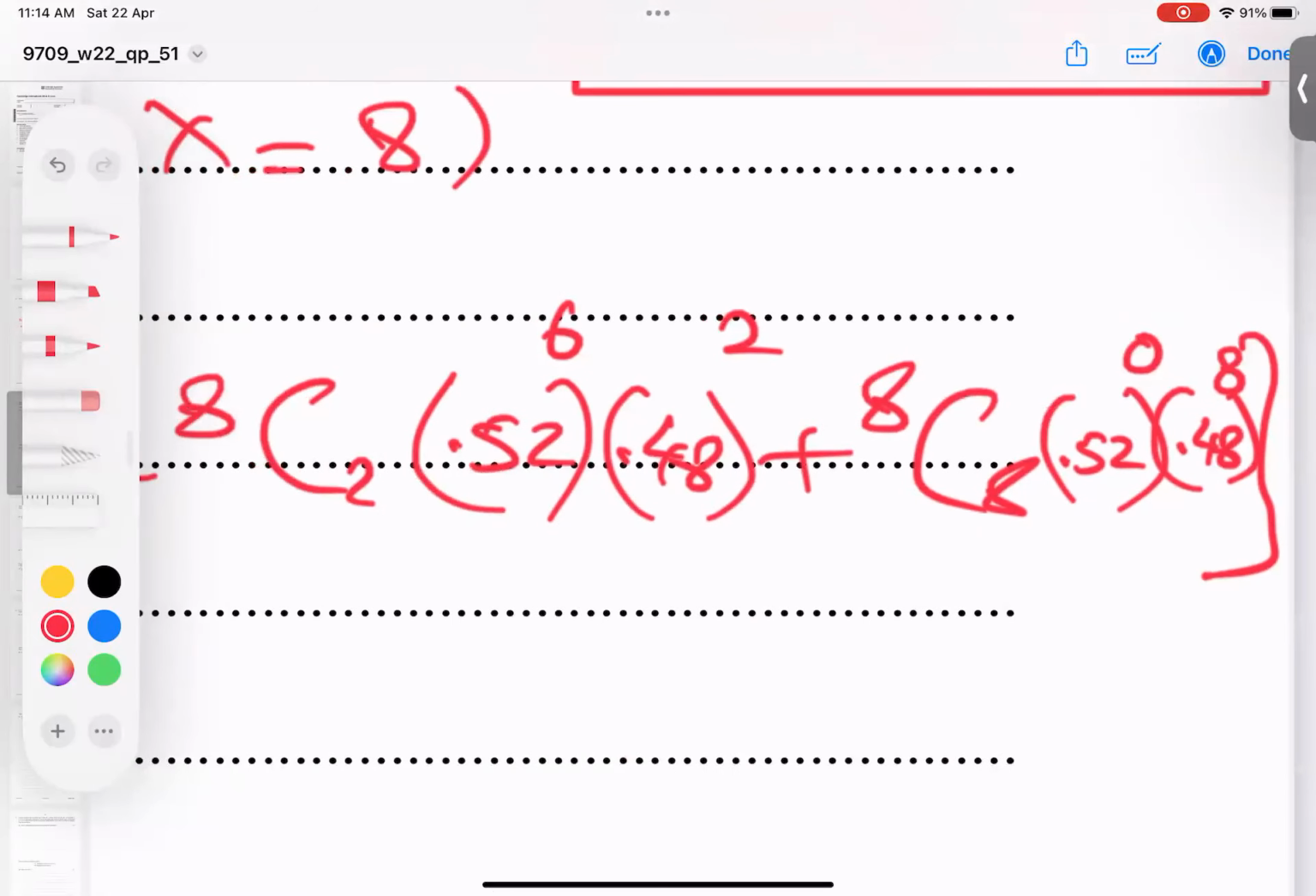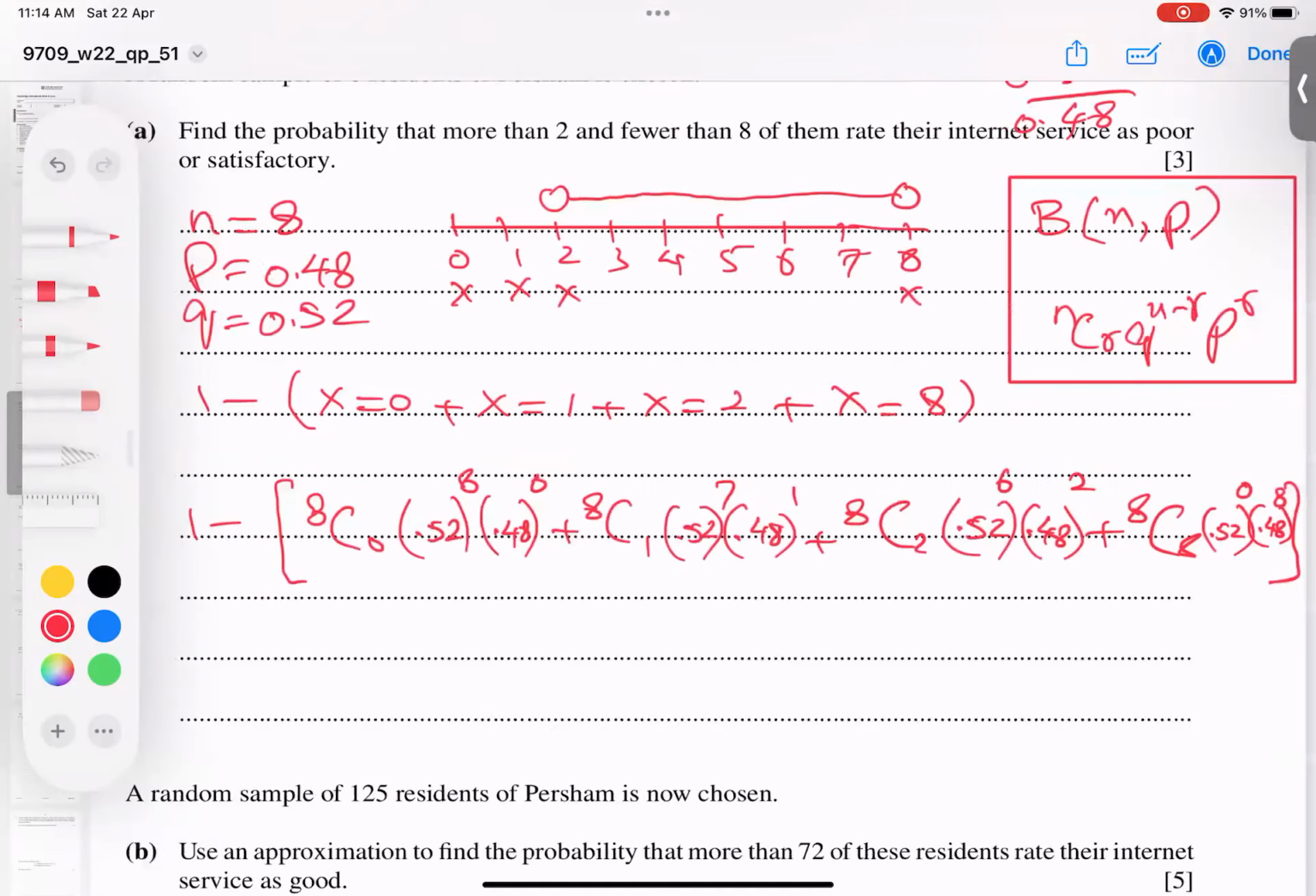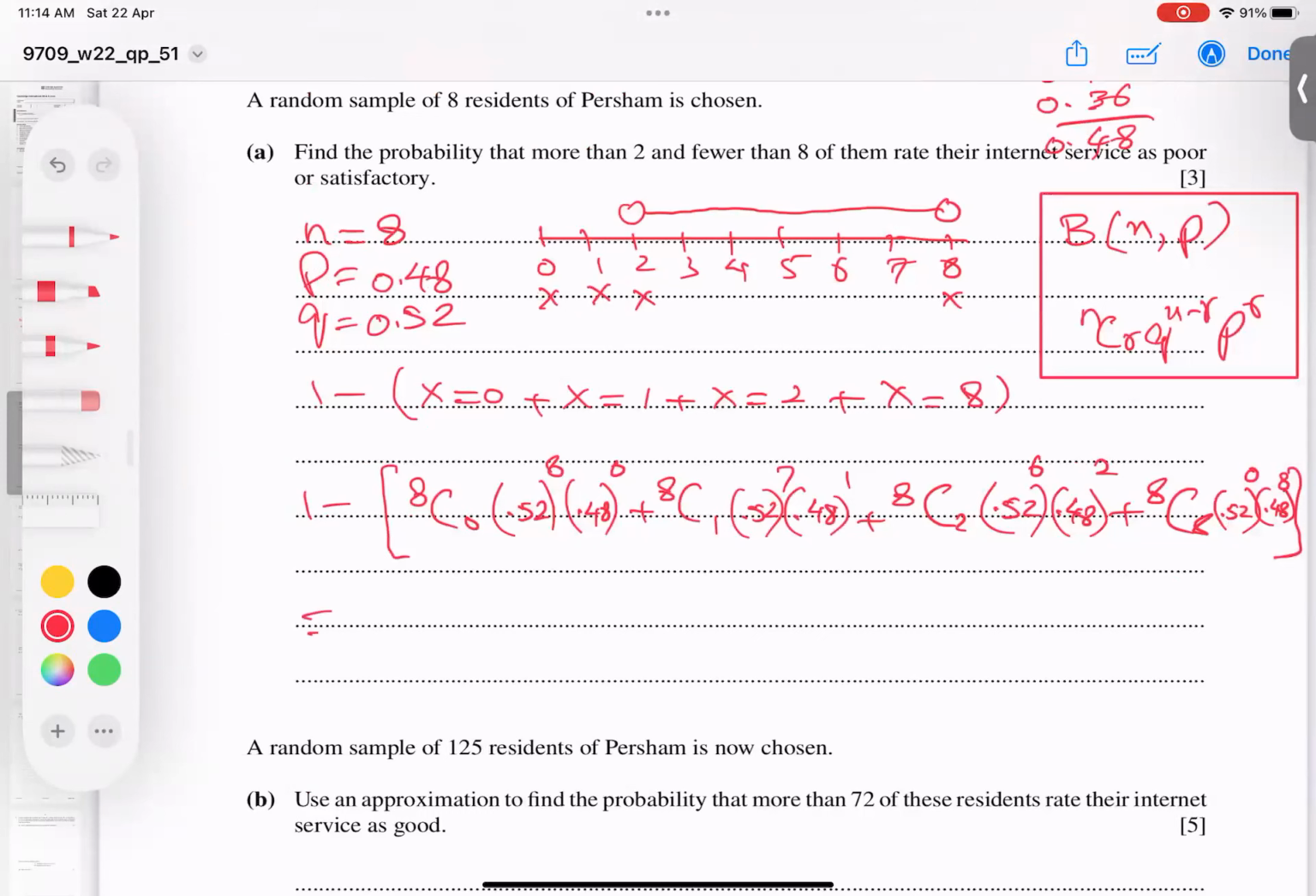Okay, students. So if I type all values in the calculator, I got 0.175186. And after subtracting, 0.8253 is the answer. I hope the point is very, very clear.